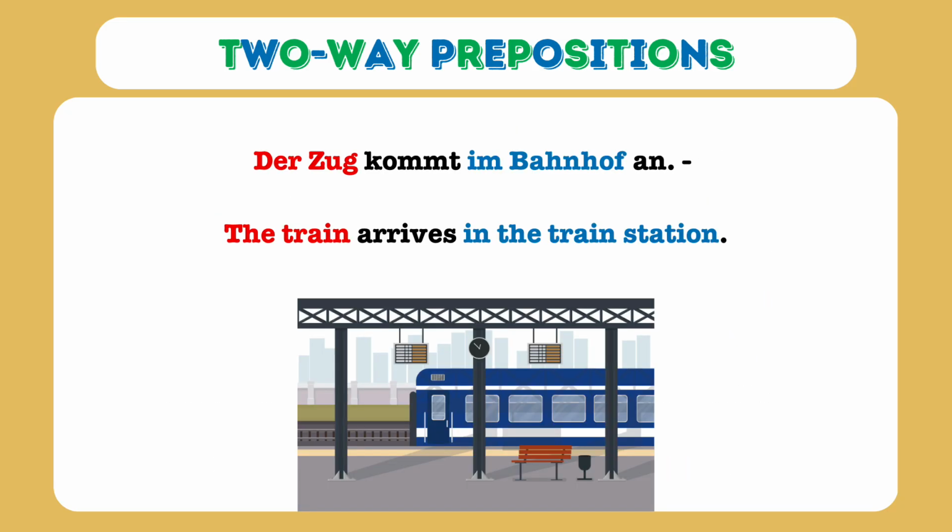Der Zug kommt im Bahnhof an. The train arrives in the train station. If you're thinking, okay, the verb kommen usually means that it's a motion verb, you're right, but this sentence says to arrive, so we're asking ourselves, where is the train arriving? It's arriving in the train station. We're not saying it's arriving into the train station. It drives into the train station, but the verb to arrive tells us that it is the static location at which it arrives. Im Bahnhof.